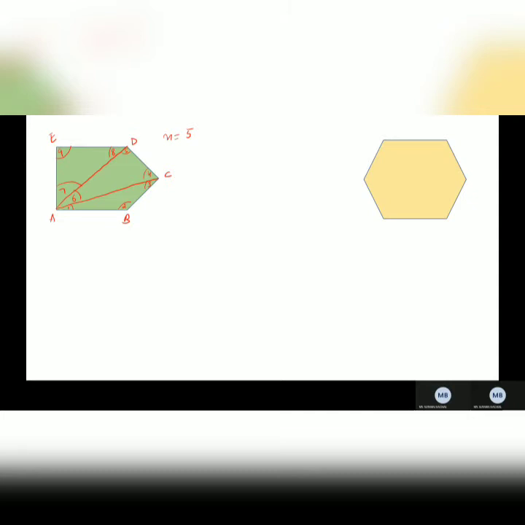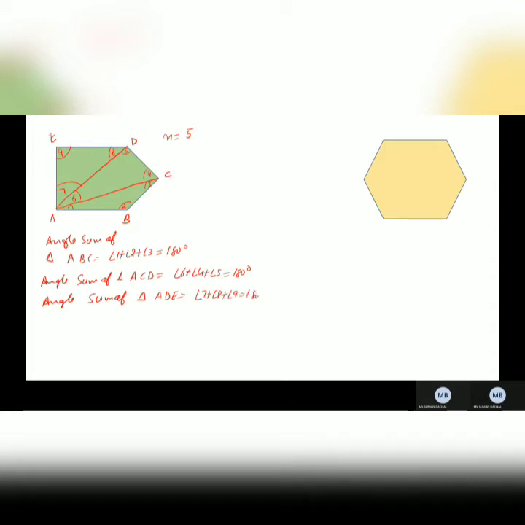Now we have three triangles. So angle sum of triangle ABC is angle 1 plus 2 plus 3 is equal to 180 degrees, and angle sum of triangle ACD is angle 6 plus angle 4 plus angle 5, that is also equal to 180 degrees, and angle sum of triangle ADE is equal to angle 7 plus 8 plus 9, also equal to 180 degrees.